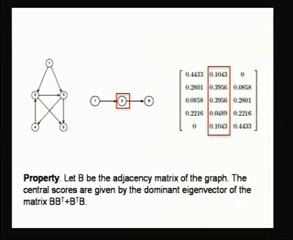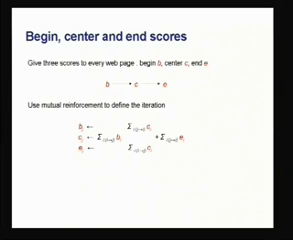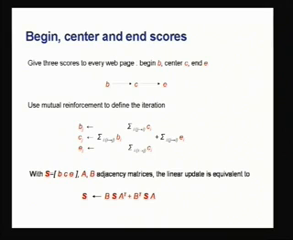Okay? And we can prove as a property, which is analogous to the one we had for Kleinberg, that if you start from an adjacency matrix of the graph, then the central score, by this I mean the score associated to this node, will be given by the dominant eigenvector of the matrix here, B transpose B plus B B transpose, where the B matrix is the adjacency matrix of the graph there. So maybe I can just, yes.